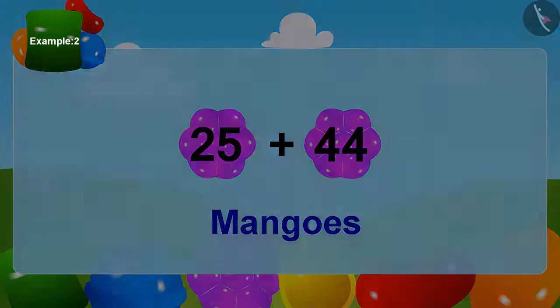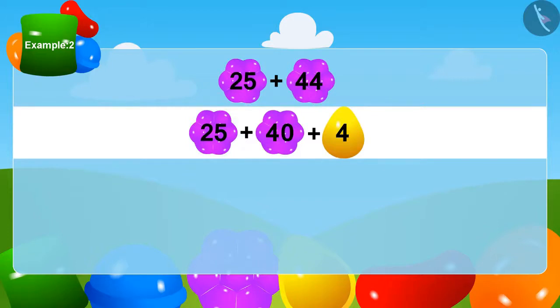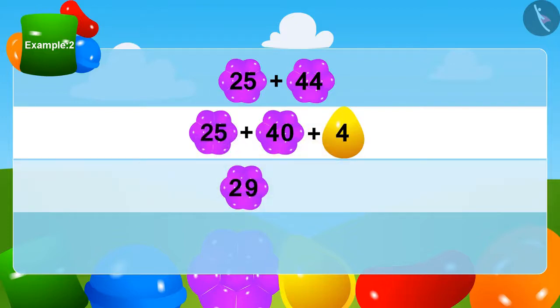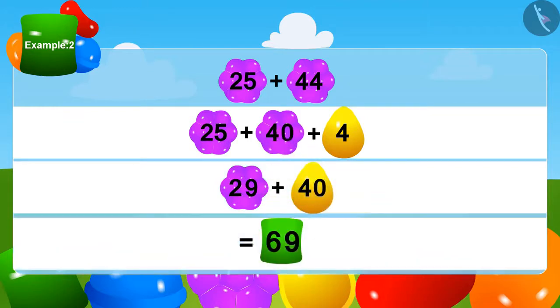Let us add 44 and 25. We can write 44 as 40 plus 4. Is this right, children? Now we will add 4 to 25 and this will be 29. Lastly, how much is 29 plus 40? Absolutely right, 69. Appu got a total of 69 mangoes.